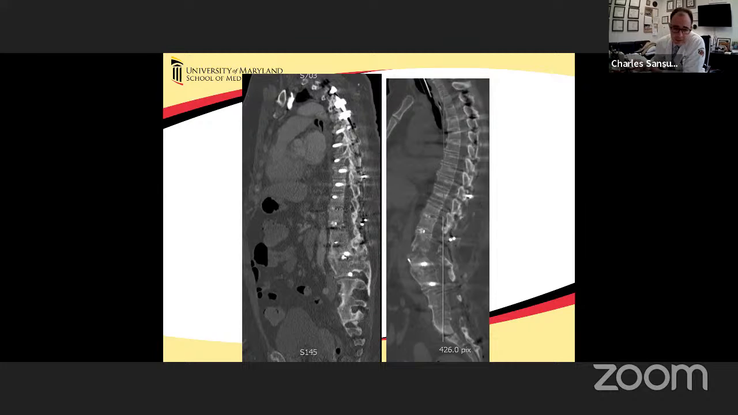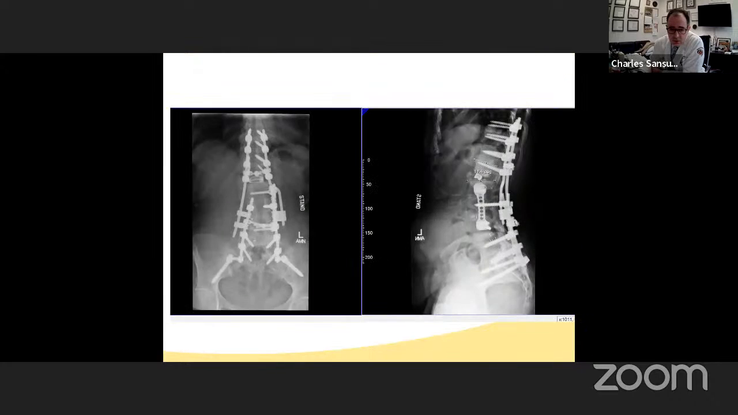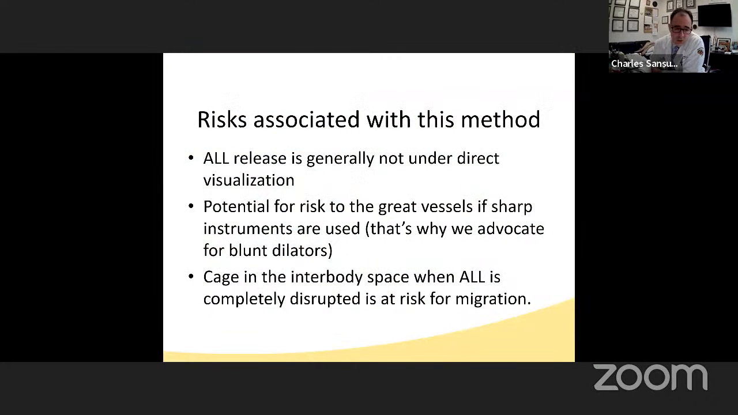And you can get a preliminary idea about whether or not the ALL will crack versus stretch based on what the pre-op CT looks like. So the surgery is not without risk, because we are releasing the ALL with a blunt dilator, and it's with fluoroscopic visualization and not necessarily direct visualization.